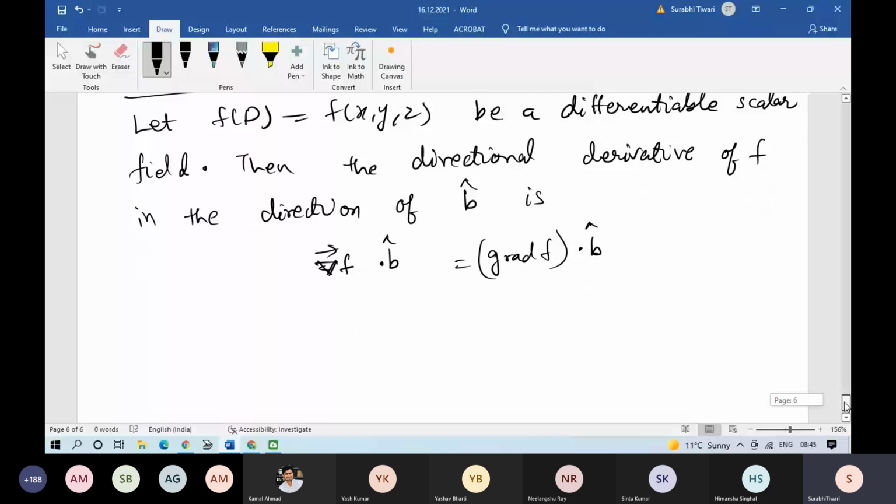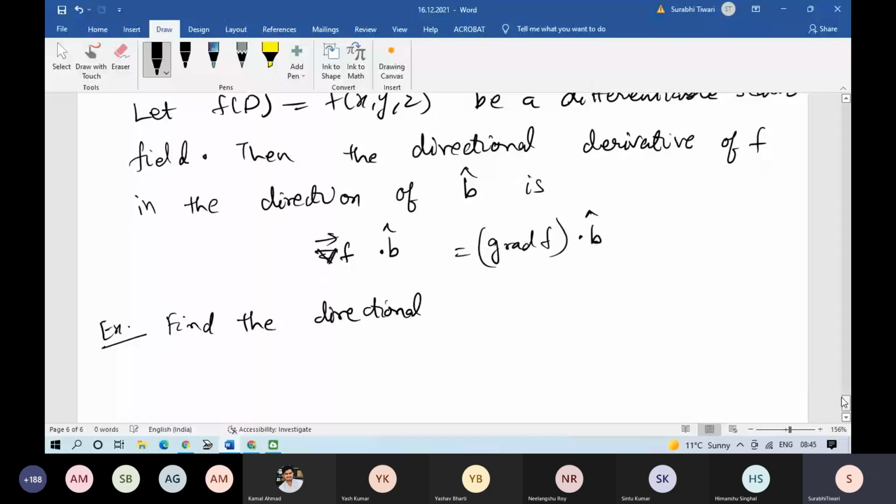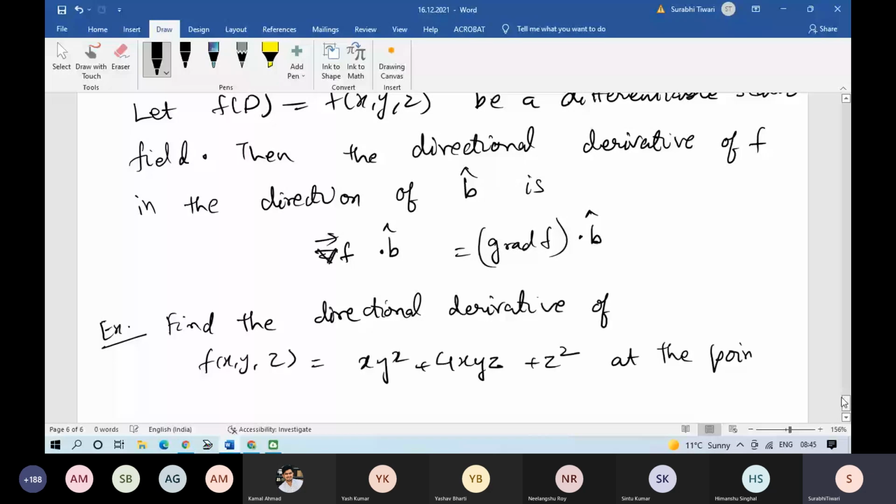Now write, find the directional derivative of f(x,y,z) is equal to xy square plus 4xyz plus z square at the point (1, 2, 3) in the direction 3i cap plus 4j cap minus 5k cap.